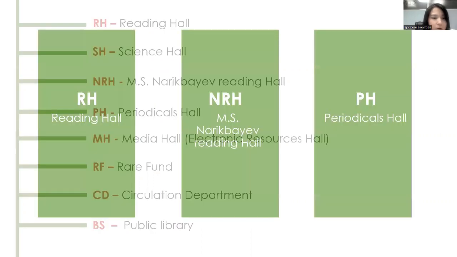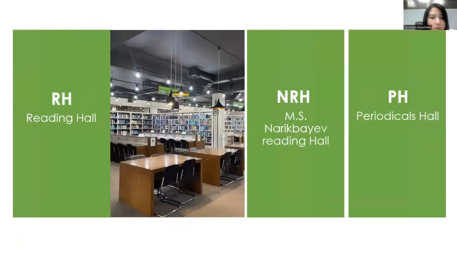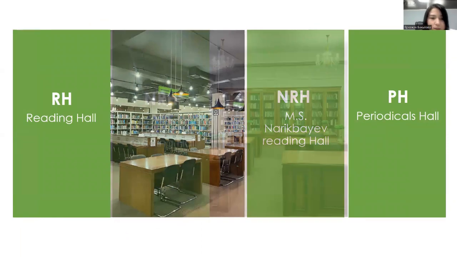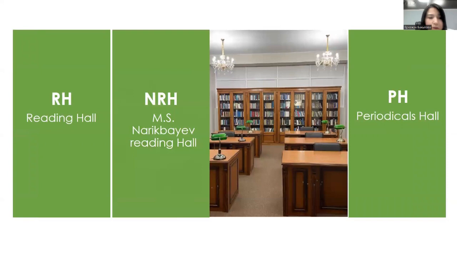The reading hall is the main hall where the books on jurisprudence, psychology, philosophy, as well as dictionaries and encyclopedias are kept. Maksud Narikbayev's reading hall is intended only for undergraduates and contains books from Maksud Narikbayev's personal library.